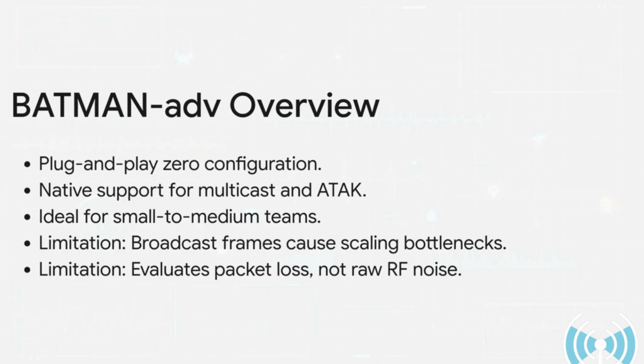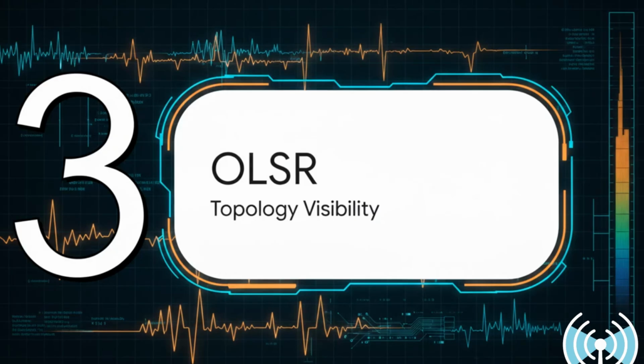Because it treats the mesh like a switch, broadcast frames, like ARP requests, flood the network. Once you push past, say, 50 to 100 nodes, you hit a massive scalability bottleneck. Plus, it's completely RF blind. It only sees packet loss, so it has no idea if that loss is from a physical wall or active signal jamming. Let's pivot to Part 3, OLSR and topology visibility.